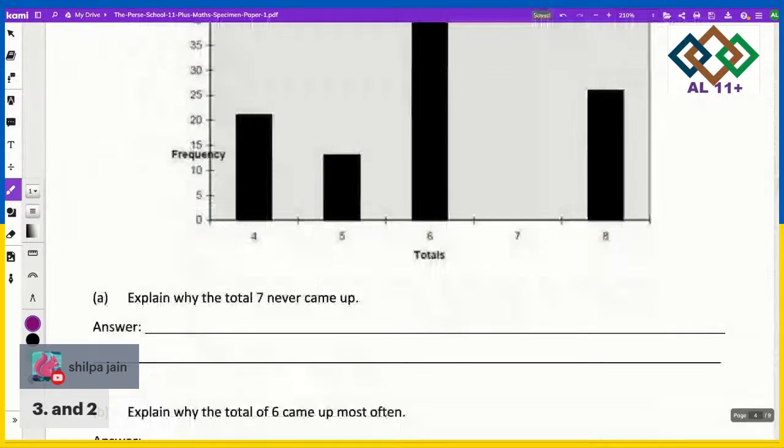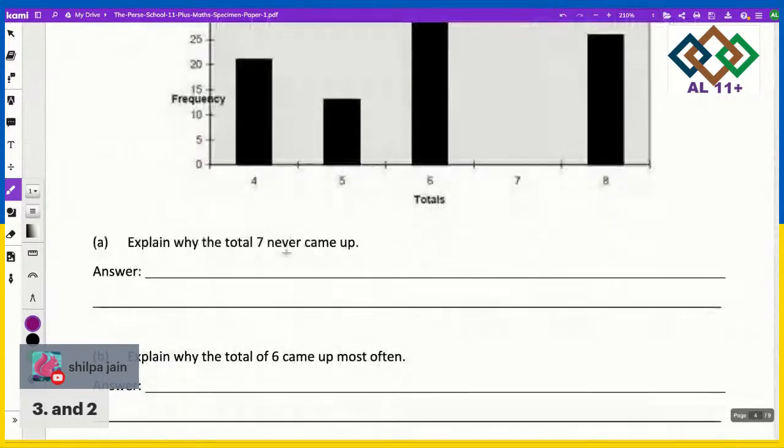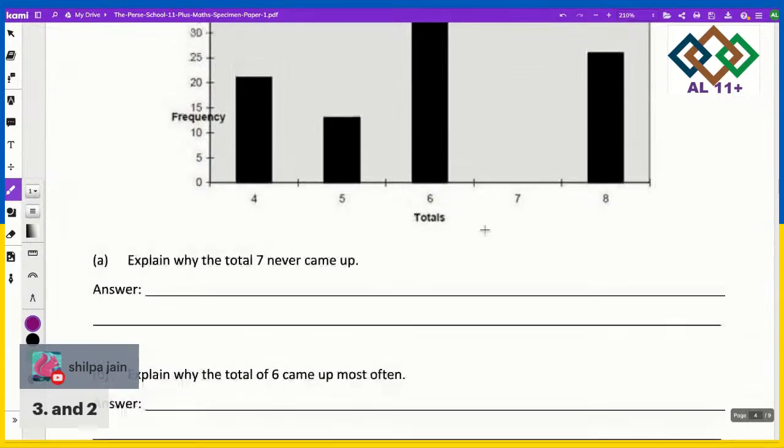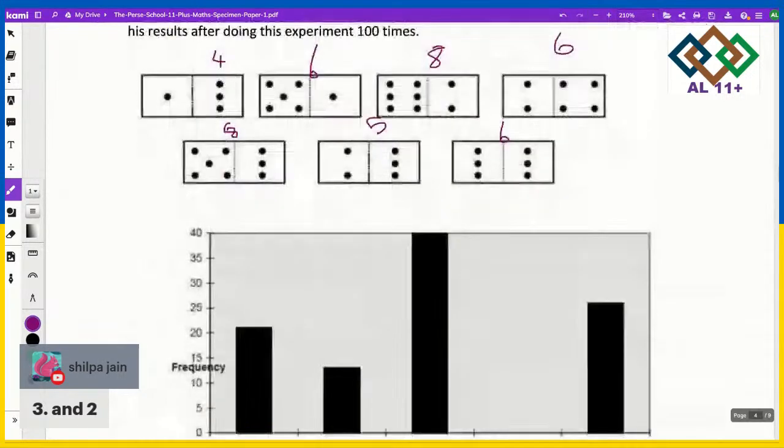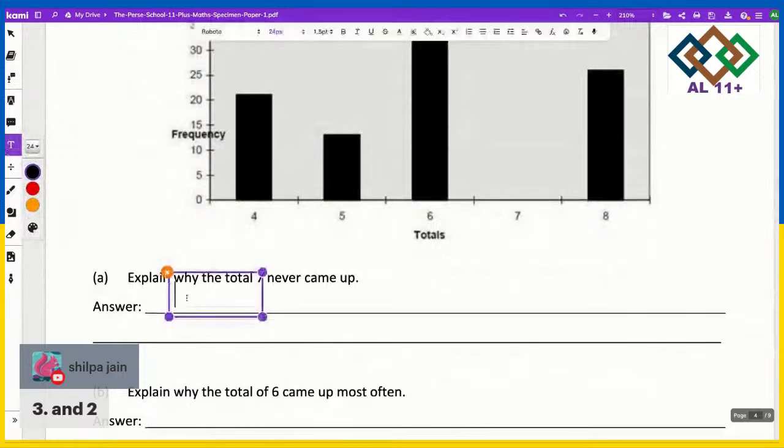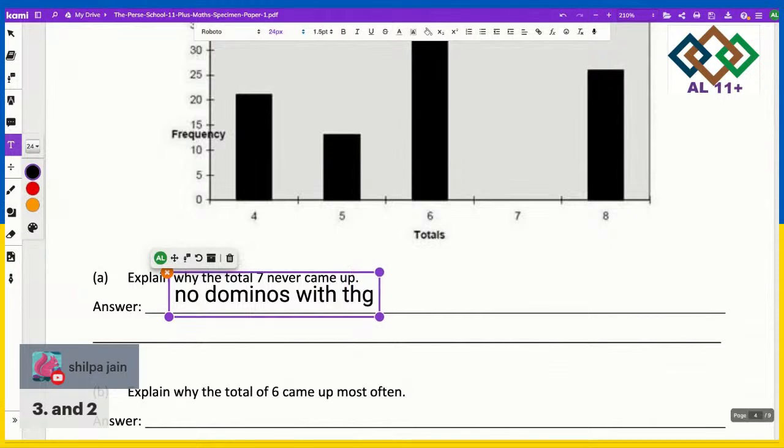Now they are asking you to explain why the total 7 never comes up. 7 never comes up because there are no dominoes with a total of 7 spots. If you look at it, none of them are with 7 spots. So you would just write down no dominoes with the total of 7.